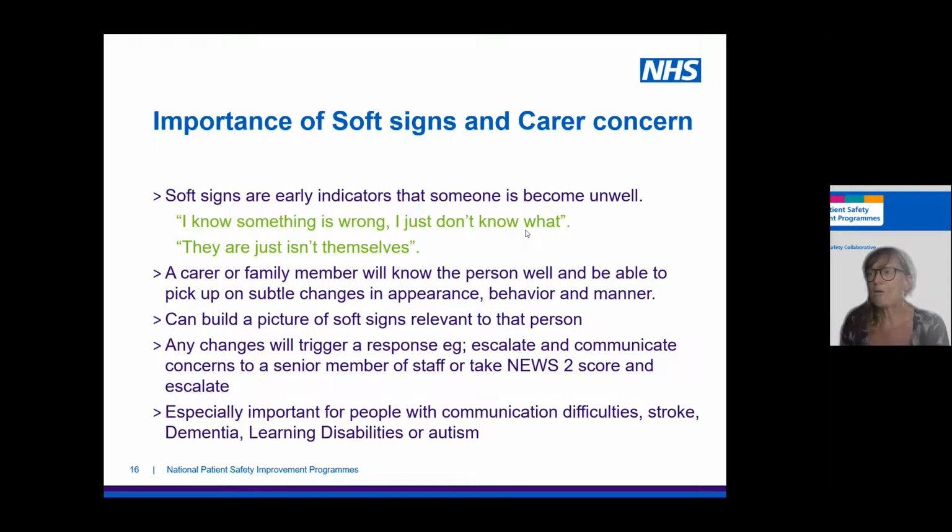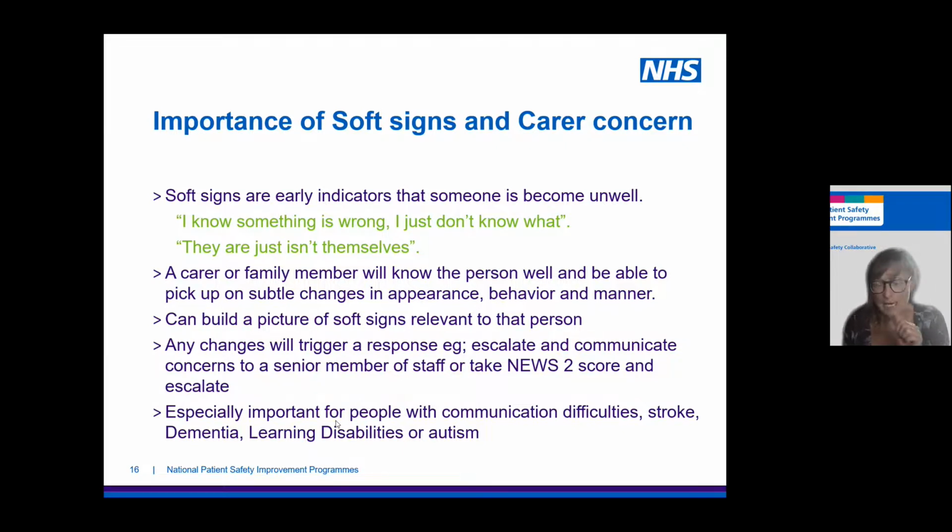So really this helps carers and support staff to really know the person well, work with them and their family to understand what their individual soft signs are, which is relevant to that person. Any changes to those soft signs will trigger a response, either escalation within your own care home setting or communication with your clinical decision maker, whether that's your GP, your frailty team or 111.